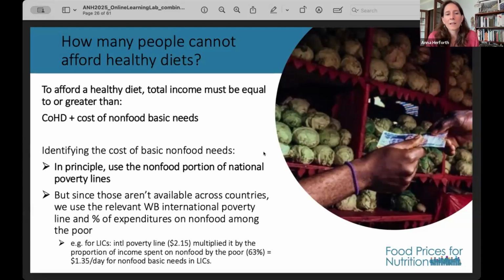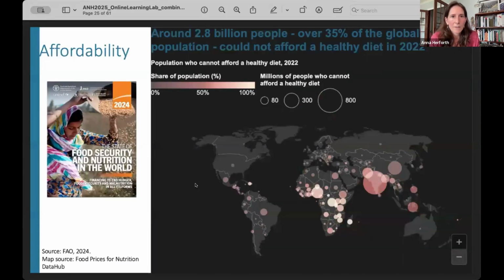We can find that we would need to reserve $1.35 for non-food basic needs and can add that to the cost of a healthy diet to determine the level of income needed to afford a healthy diet, and then compare that to income distributions from household surveys. So in a nutshell, that's how the affordability calculation works, which results in the statistic of how many people around the world could not afford a healthy diet.